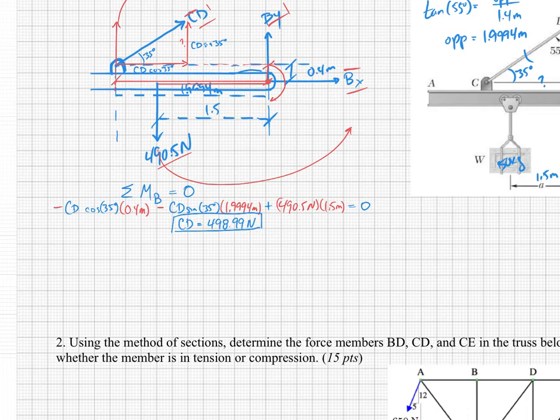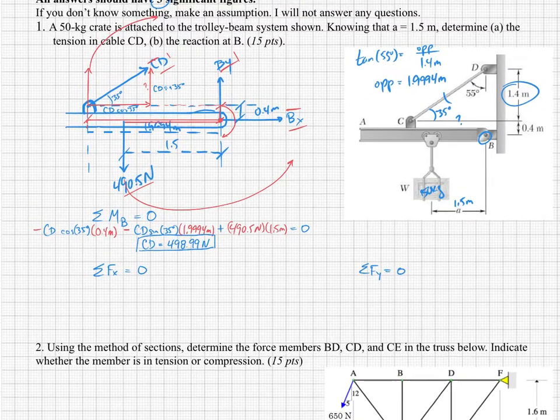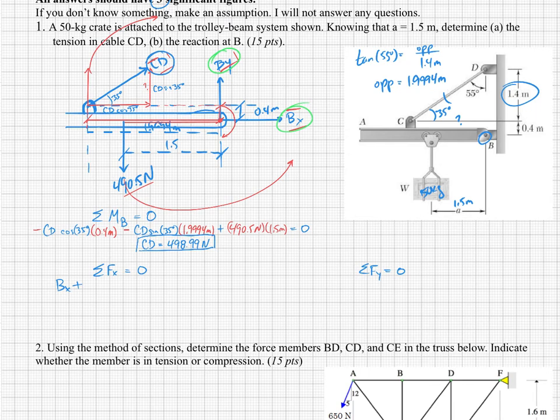Okay, so sum of the forces in the x direction now equals 0. Sum of the forces in the y direction equals 0. Which one of these do we want to do first? In the y direction, my only unknown is By. In the x direction, my only unknown is Bx. So we can do either one. It doesn't really matter. Okay, so let's just start with x then. So I've got Bx, which is my unknown, plus CD, this one right here. I need the x component of that, so that's going to be CD cosine of 35 degrees.